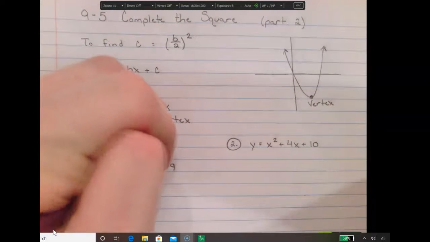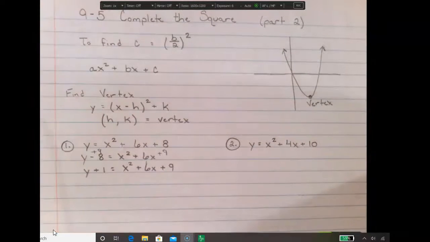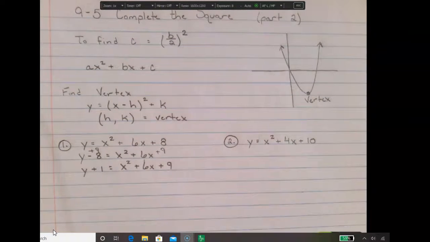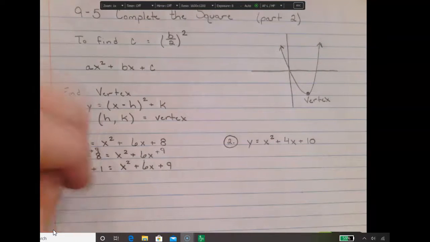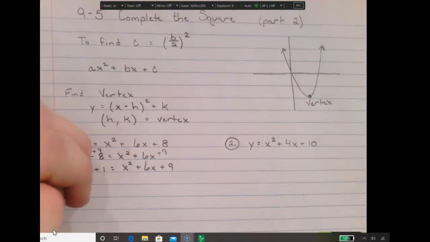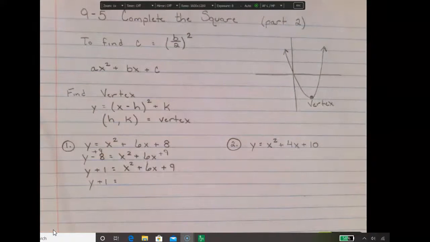And maybe for your notes, it might not be a bad idea to write that plus 9 on both sides, so that way you know that you're having to add 9 to both sides. Alright, so we've now added 9 to both sides. Now I need to factor. Just like what we did yesterday, I want to factor the right side of my equation. The left side cannot be factored any further because y plus 1 has nothing that can be taken out of both terms.